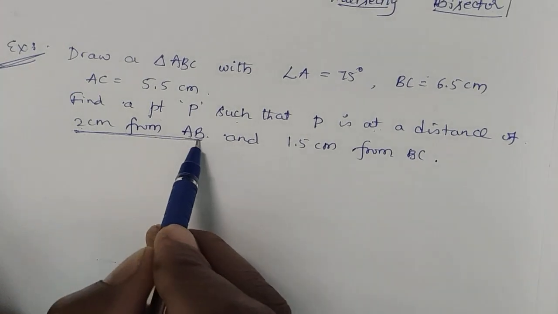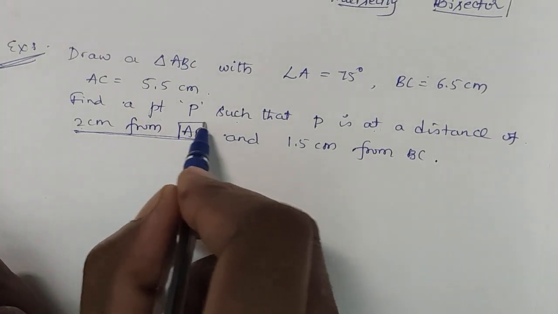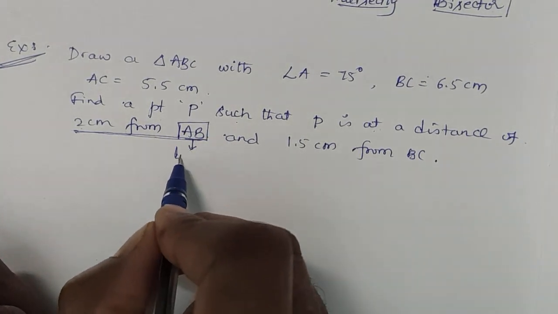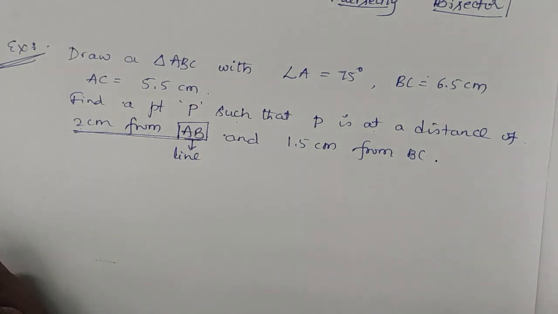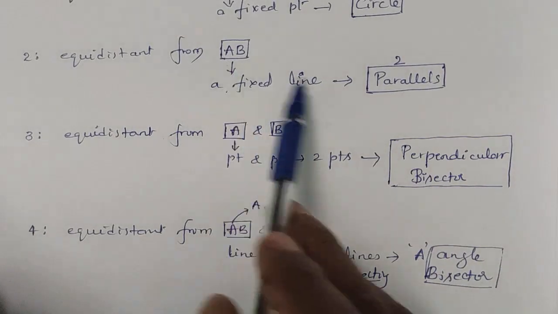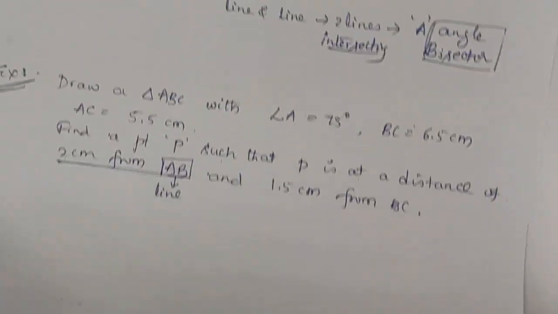2 centimeters from AB. Understand what AB is. AB is a line, that means a single line is given. 2 centimeters from AB, AB is a single line. You know that when a single line is given, what we have to do? Parallels.